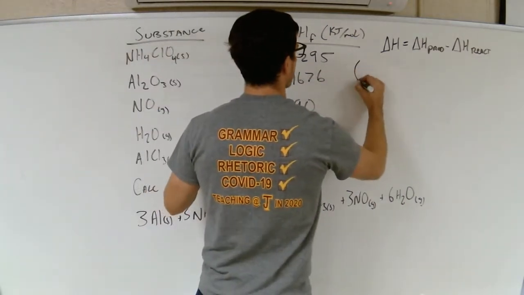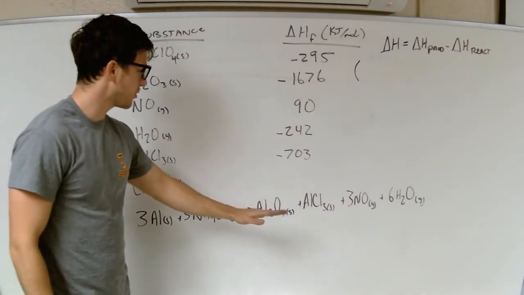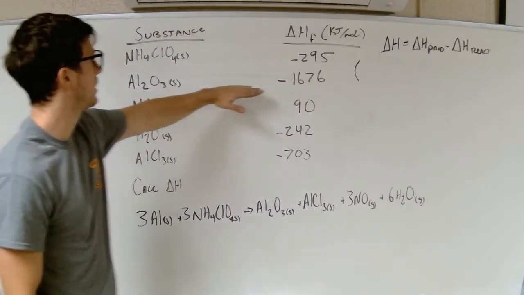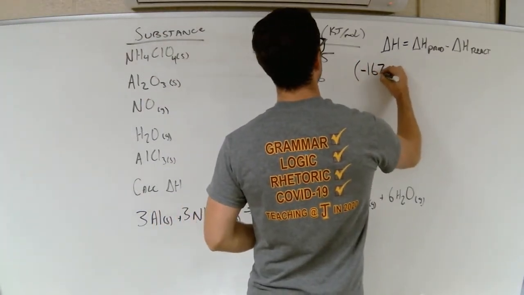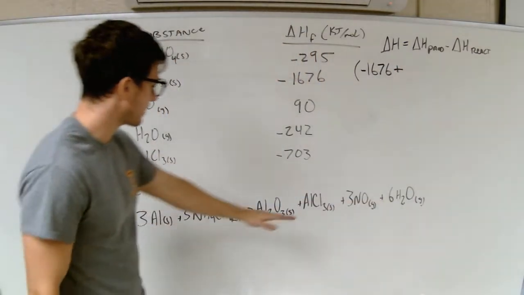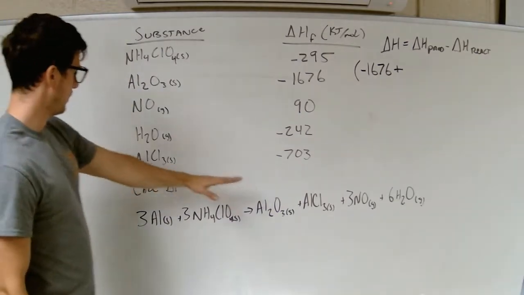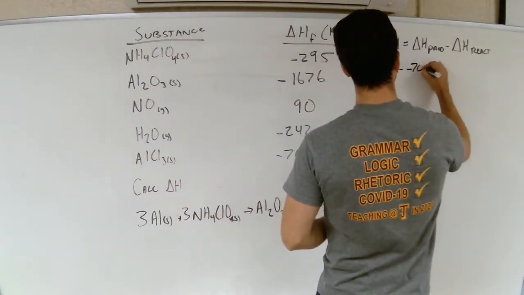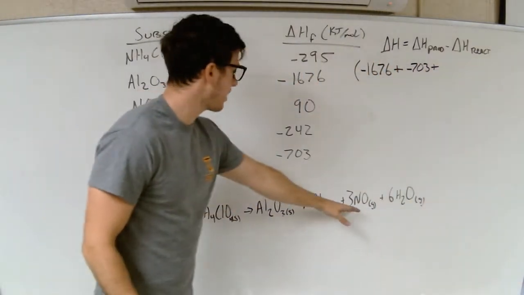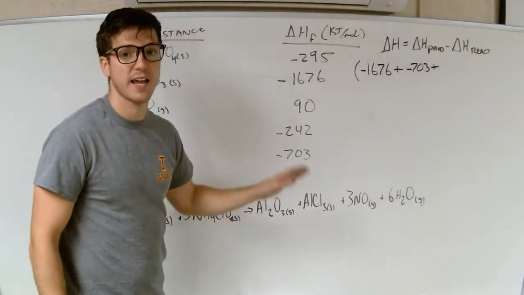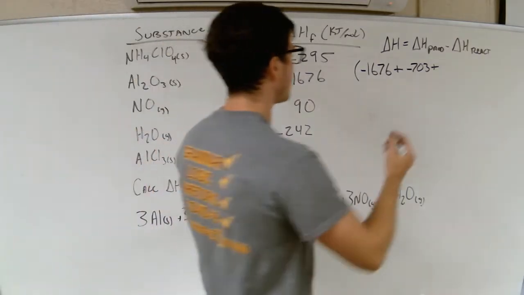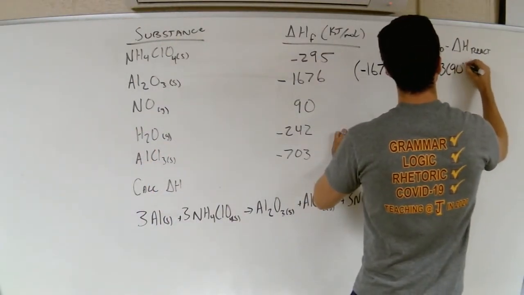I'm going to start over here, and let's look at my products. My first product is Al2O3. There's only one of them, and Al2O3 is negative 1676, plus my next product enthalpy, which is AlCl3, which is negative 703, plus my next product, which is NO. NO is 90, but I have 3 of those, so I have to do 3 times 90.